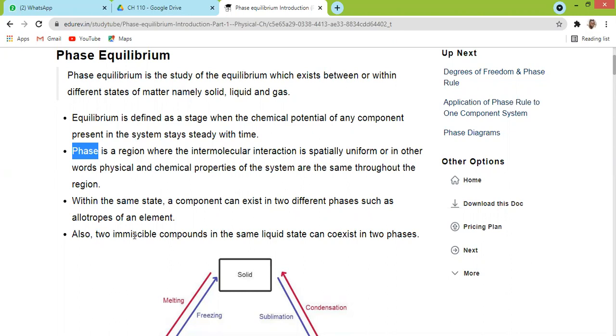And here they are saying when you bring two immiscible liquids, they'll also coexist in two different phases, because these two liquids have different properties. Water and oil, for example. Water has its own properties, oil has its own properties. Should you mix the two, they will not combine. Instead, they'll be in two different layers, and each one of these will have its own characteristics depending on which side you are looking at. So that is a two-phase system.